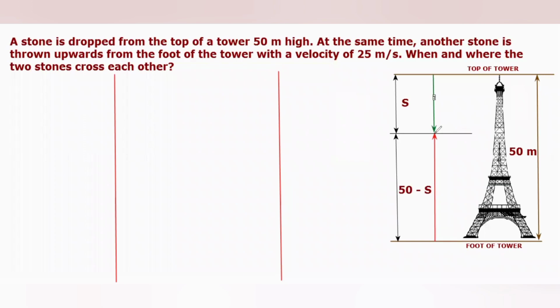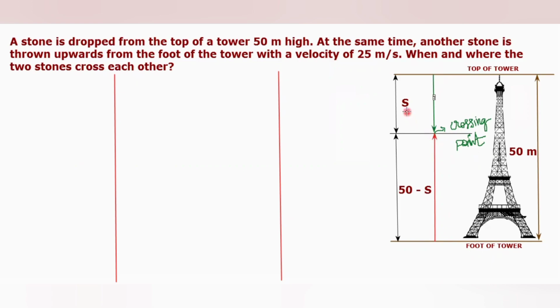So here only both the stones will cross, because the first stone is moving downward and the second stone is moving upward. So at this point, both the stones cross each other. The distance between the top of the tower and the crossing point, I'm going to take as S.